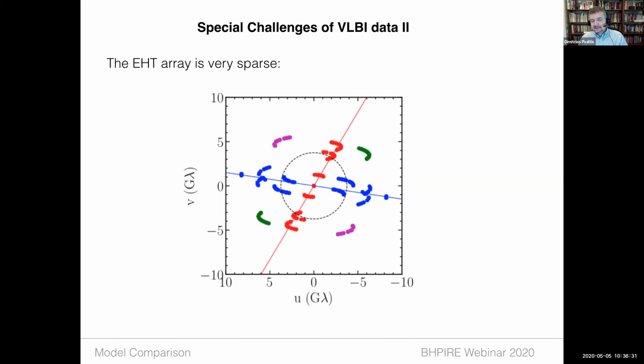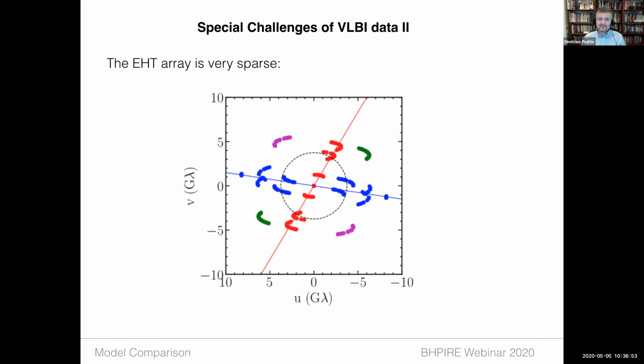And last challenge, which it will become obvious why it is a challenge in a little bit, is the fact that the Event Horizon Telescope, like most VLBI arrays, is very sparse. We need to place telescopes all around the Earth, but most of the Earth is ocean. We have enormous patches of the Earth that we cannot put telescopes on.